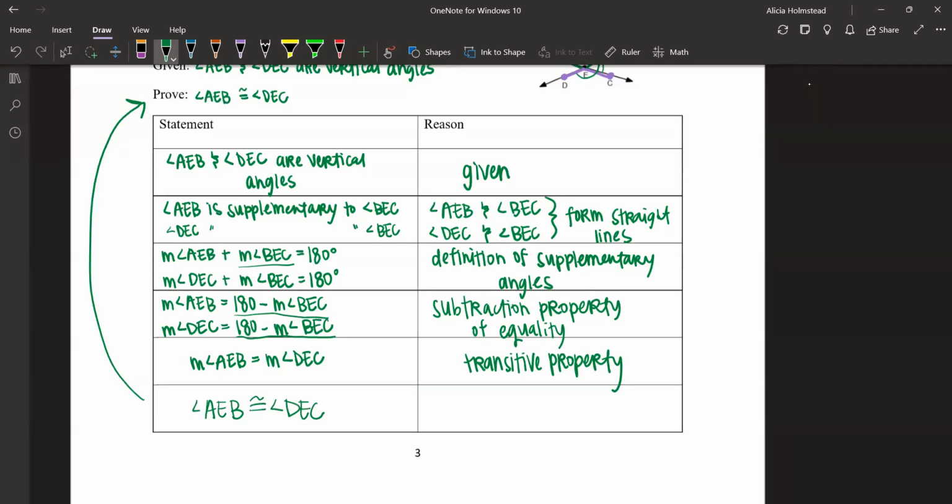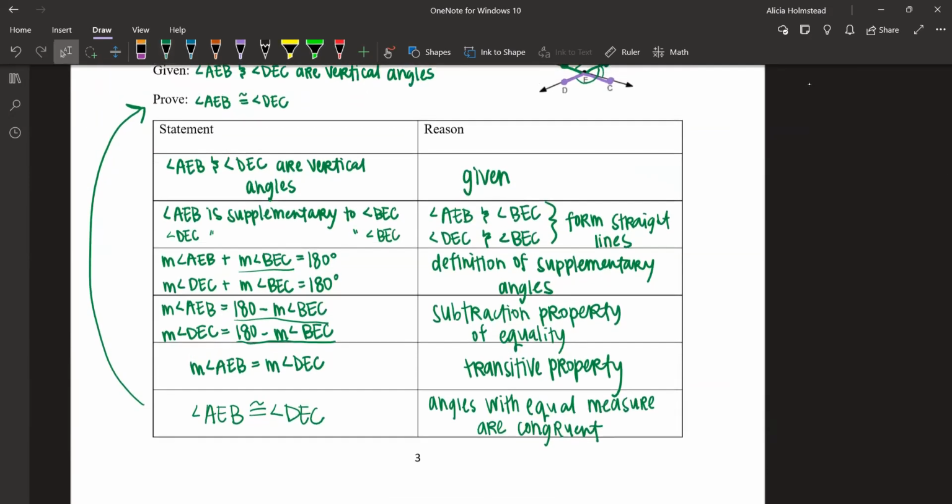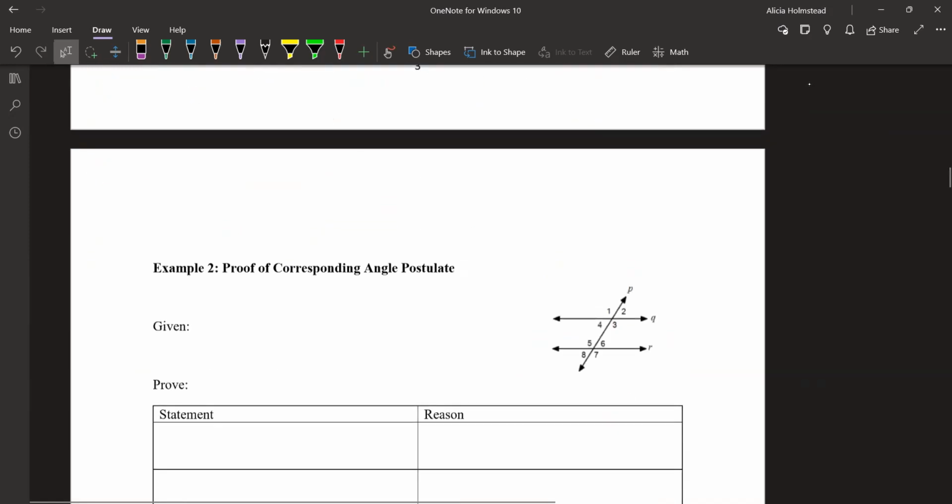And the reason that we can conclude this is because angles with equal measure are congruent. Okay, so essentially what that proof is, it's just meant to be a way to lay out how you can logically go step by step to say, hey, if we know this, well, then we know this, and we know this, and we know this, which means we can conclude something such as two angles are congruent to each other. Okay, let's look at another one.